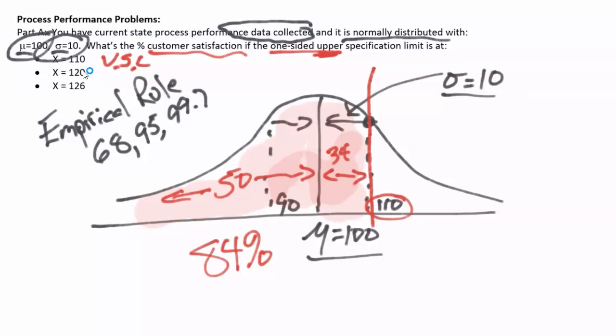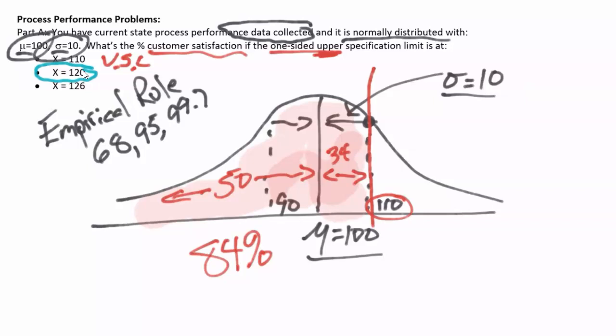We should all feel pretty comfortable working through those. And again, if that feels uncomfortable or is new to you, I'd refer you back to the empirical rule videos. Okay, the second question is, what if the spec limit is at 120? So I'm going to change my pen. We're going to take a look at spec at 120. Well, where would that fit on our picture here?